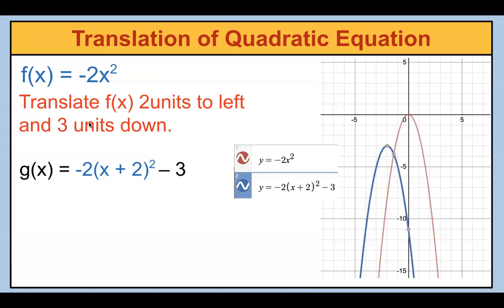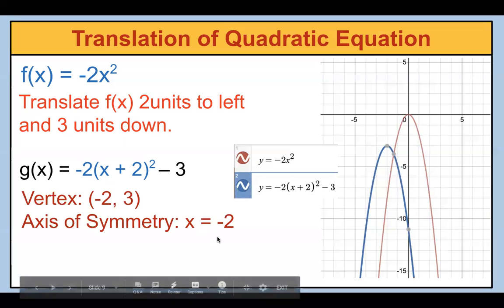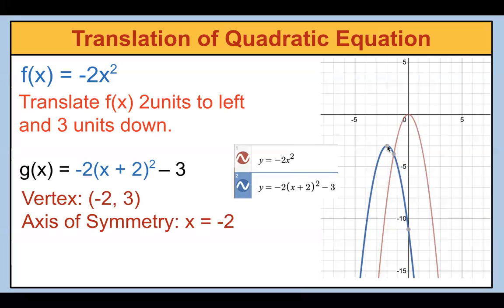And then y is the same. The 3 units go down. 3 units down means minus 3 outside. That is your vertex form. Everybody understand? If you translate the function 2 units to the right, then it's x minus 2, right? If it goes 3 units up, then it will be plus 3. Yes? Everybody understand?